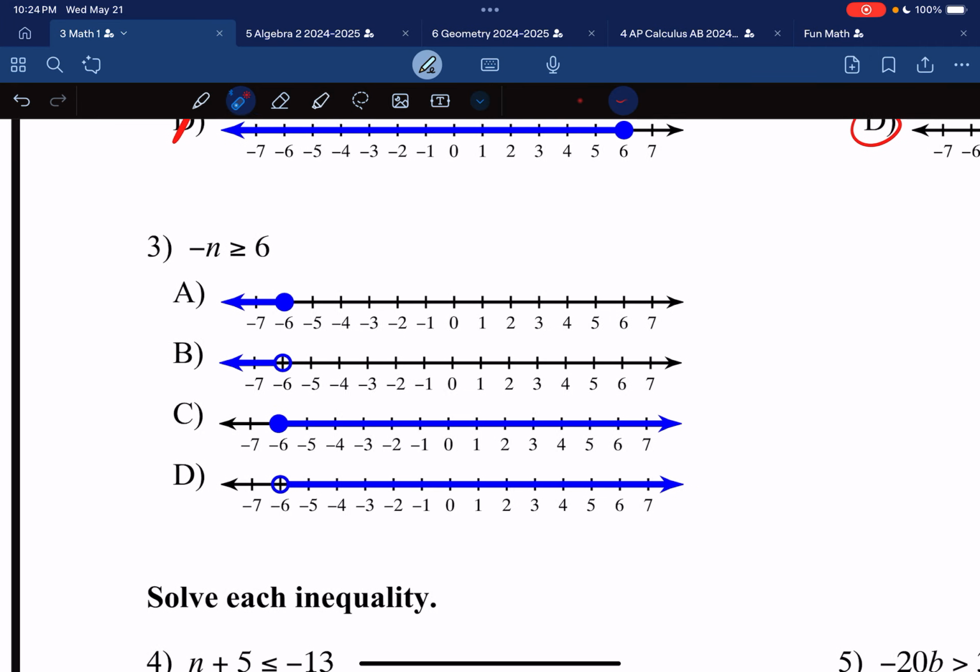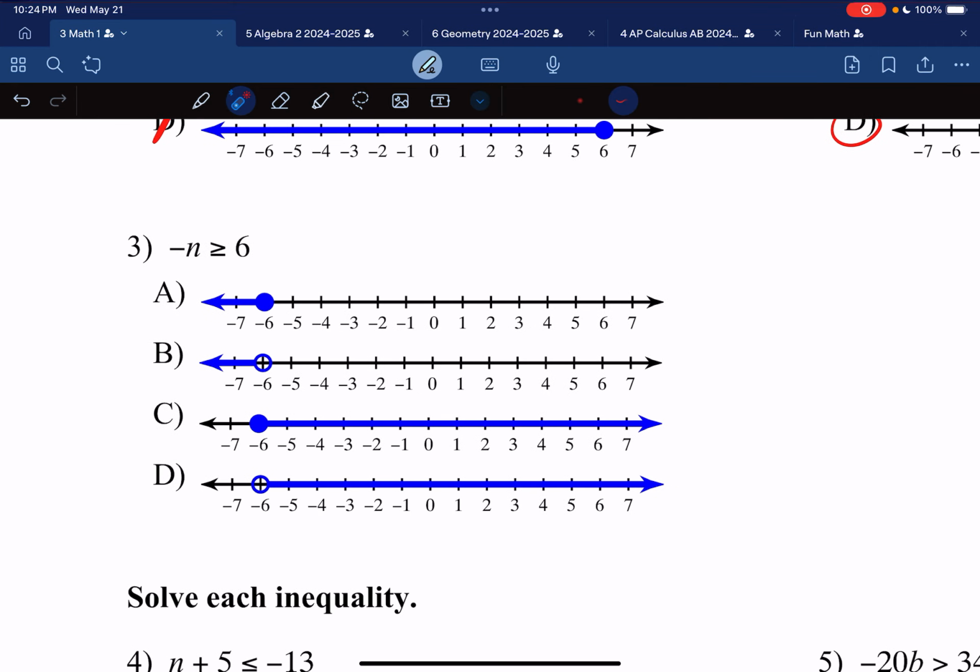All right, moving on to number 3. I don't have my inequality solved for my variable n. I have it solved for negative n, so I need to get rid of this negative. There's 2 ways to get rid of a negative. The first way is to divide both sides by -1. Another way is to multiply both sides by -1.